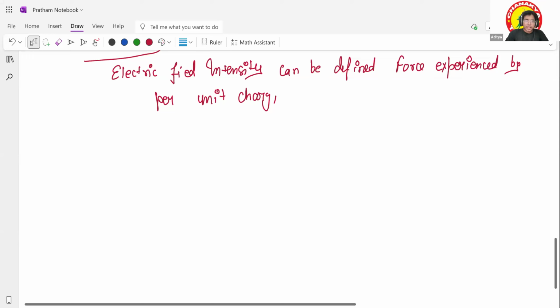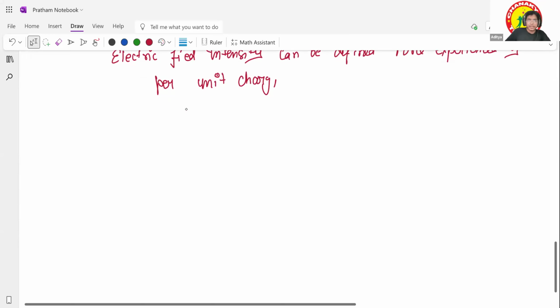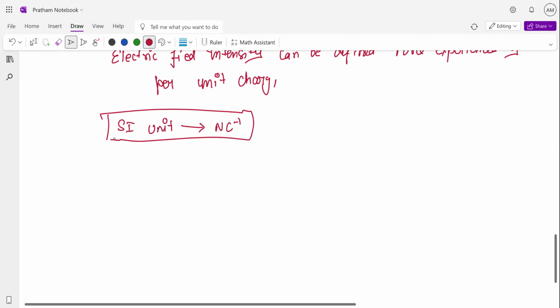Okay. Can you tell the SI unit of electric field intensity? What can be the unit, using SI, for force and coulombs? Yeah, Newton per coulomb, right? Newton per coulomb. That's fine.